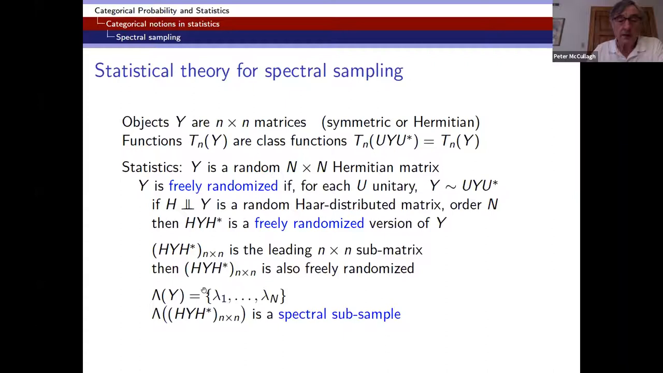And so the eigenvalues of the big matrix are capital N of them, and the eigenvalues of this freely sampled submatrix, I will call it a spectral subsample. Now you have to be a little bit careful here about notation, because in ordinary sampling, a subsample is a subset of these numbers, but in spectral sampling, it's not the case. Obviously the eigenvalues of this freely randomized submatrix are closely related to the eigenvalues of the big matrix, but they're certainly not a subset.